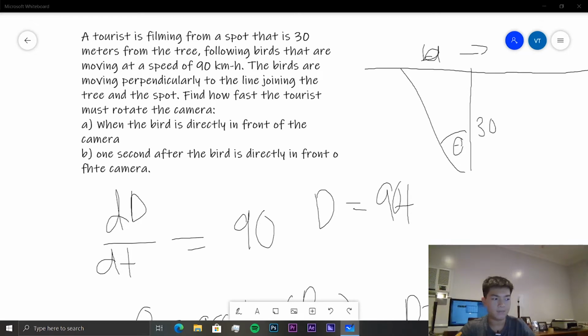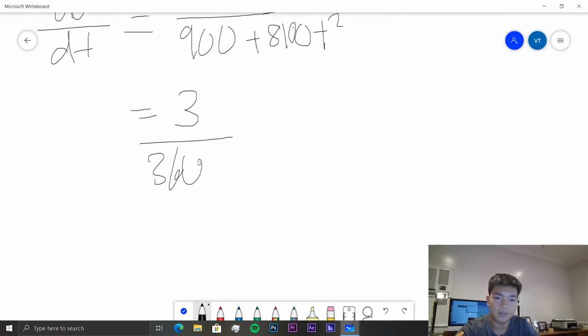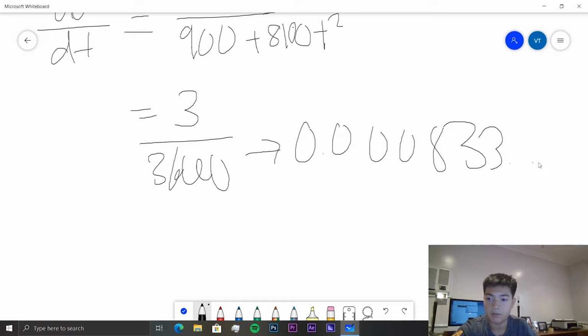And then divide by 60 again. So we get something like 0.00. So it needs to rotate at a speed of 0.000. So actually we need to divide this by 3,600. So we get that this is 0.000833 radians per second.